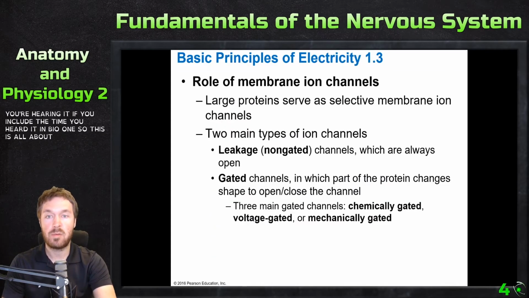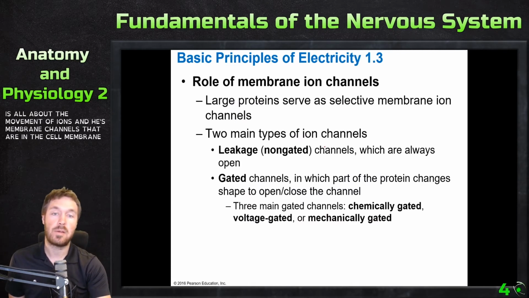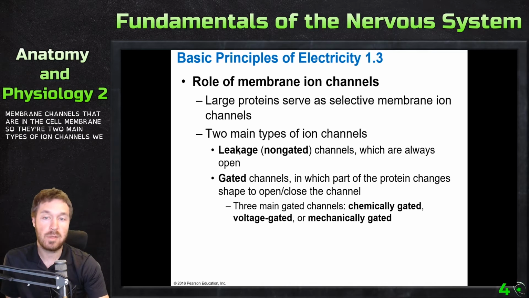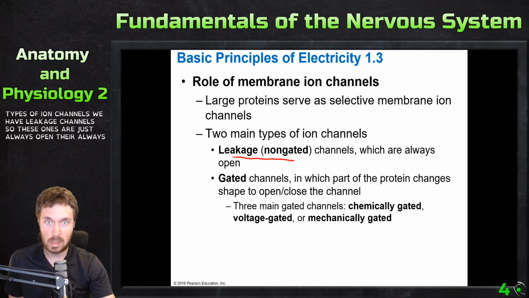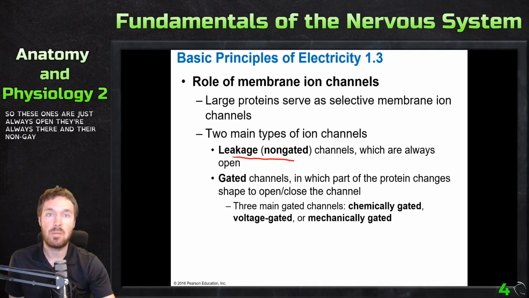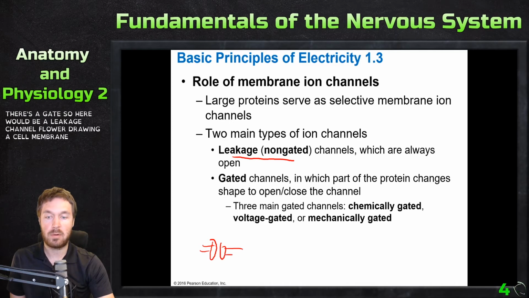So this is all about the movement of ions and these membrane channels that are in the cell membrane. There are two main types of ion channels. We have leakage channels. These ones are just always open. They're always there, and they're non-gated, meaning there's no gate blocking them. Then we also have gated channels, which means there's a gate. So here would be a leakage channel if I were drawing a cell membrane right here. Things can go in and out depending on the concentrations.